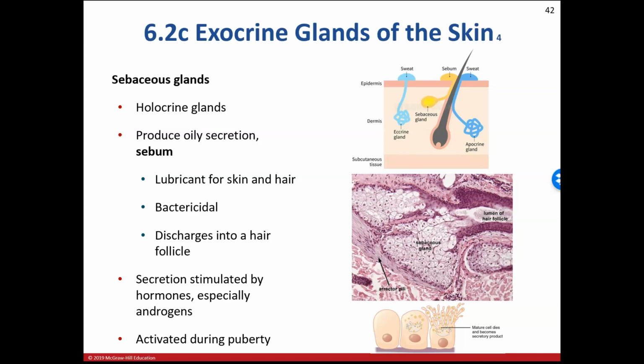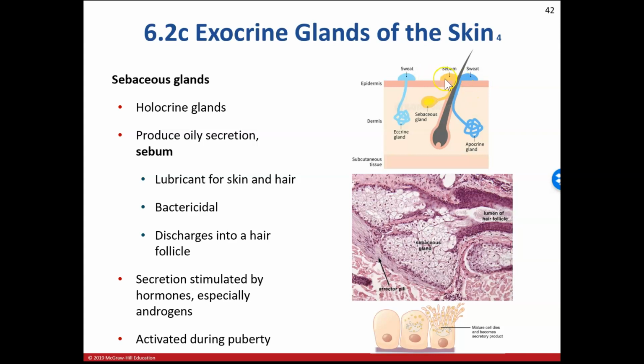Now let's discuss the sebaceous glands or the oil glands. These are now known as holocrine glands, and they produce an oily secretion known as sebum. So you could see its relationship over here with the hair. This does secrete the oil onto the hair to serve as a lubricant, and as it carries it up onto the epidermis, it lubricates the skin as well.